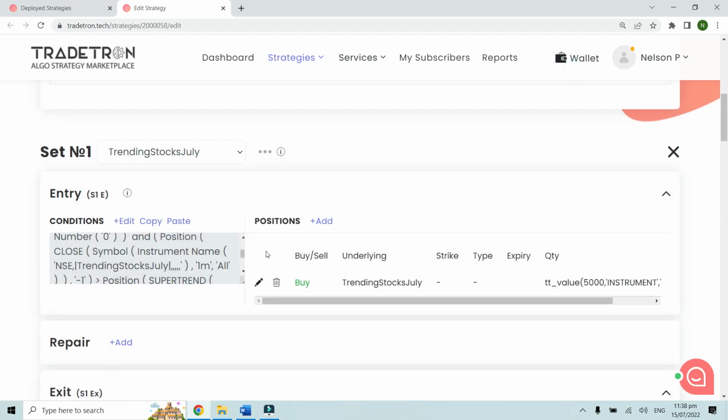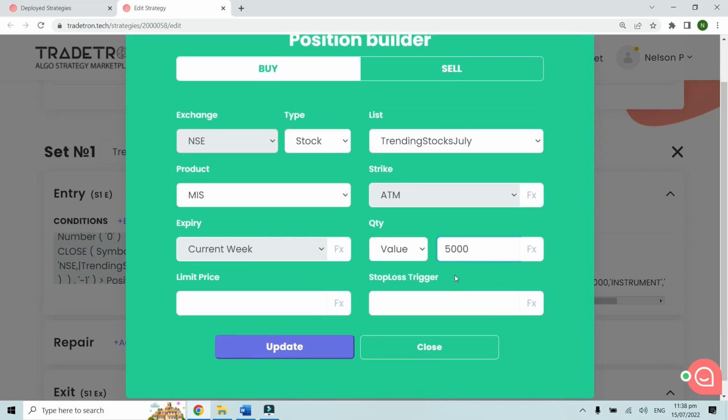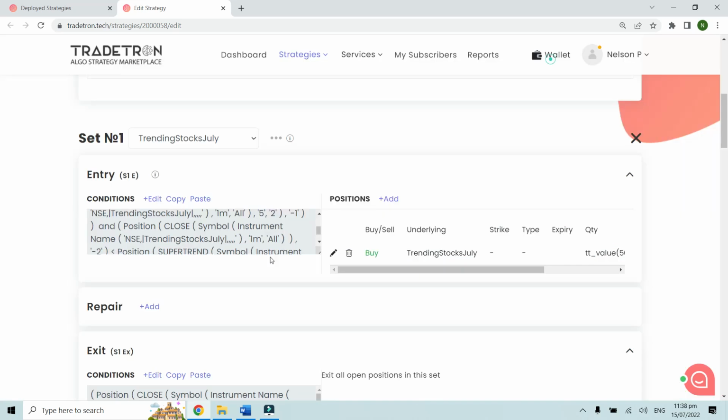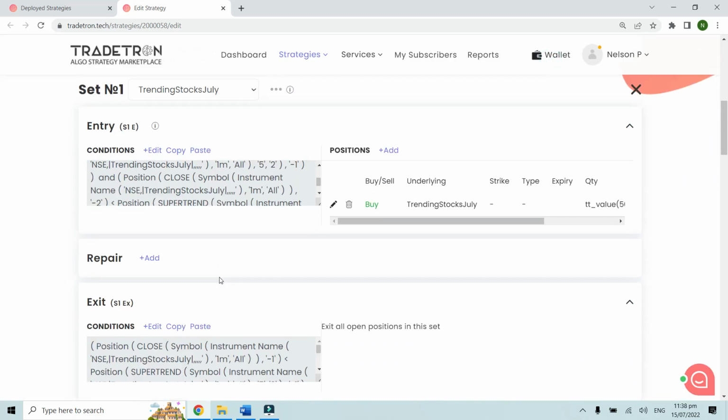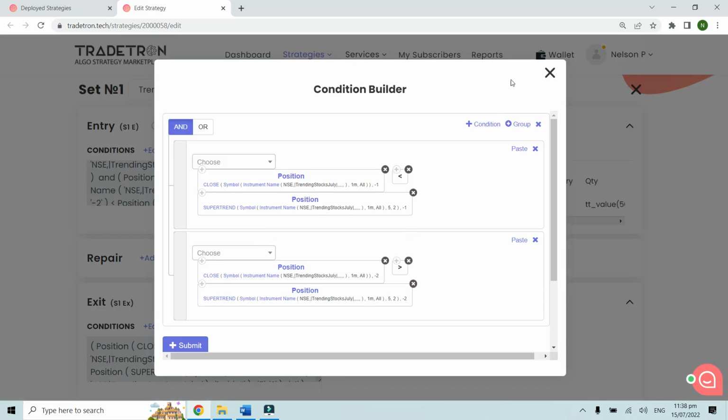So this is the left hand side, this is the right hand side. Let's go to the positions builder. Over here we are buying each stock worth 5,000. If you put value as 5,000, it will buy each stock worth 5,000 whenever the condition is met. The product type is MIS and the value is 5,000. And for exiting, we have put a simple short side crossover.